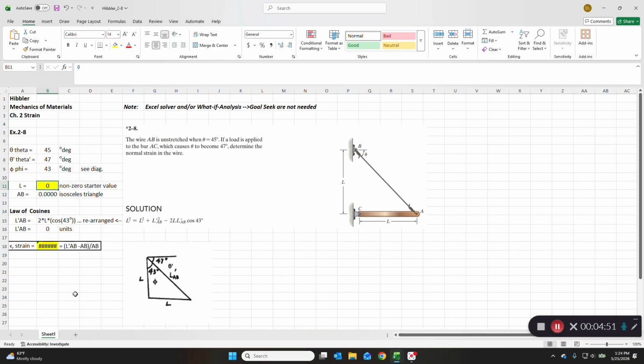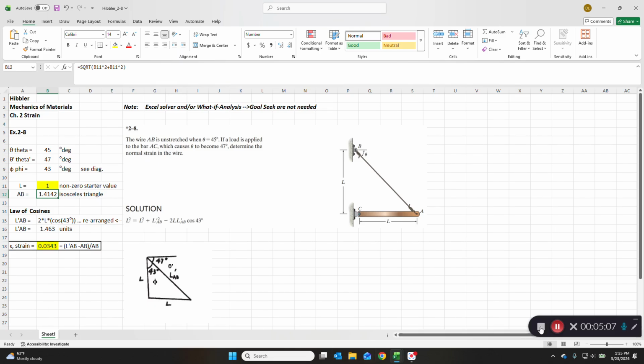So we don't want to use 0. We could even put in 100, and you'll still get the same answer. Okay, so it'll be relative to whatever L and the square root of 2 times L for the hypotenuse is. So that's the solution to this problem.